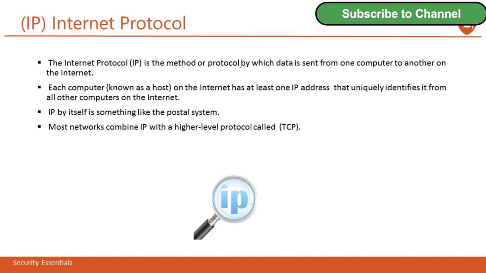That's the only reason you are not getting another system's data. In the case that there was no unique identification, then there may be cases where your data would be transmitting to another device and your device would be receiving data from another machine. It's the unique identification that makes it possible to send information to specific machines. IP by itself is something like the postal system. Most networks combine IP with a higher level protocol called TCP, which we will discuss later.